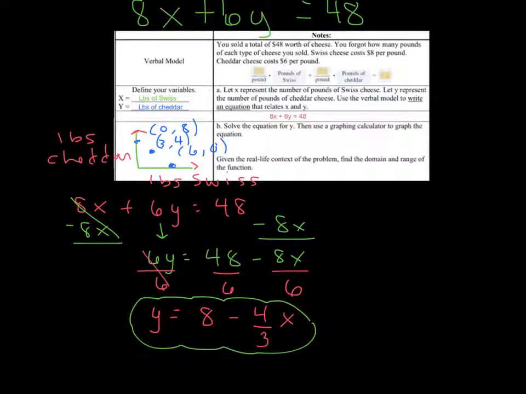The reason we had that conversation was to talk about this second part of the problem. So it says, given the real-life context, what's our domain and range? Well, since we determined that this would be discrete, we know that our domain would be all the possible x values. And in this case, that was 0, 3, and 6. We determined that our range is all the possible y values. So in this case, we had 0, 4, and 8.